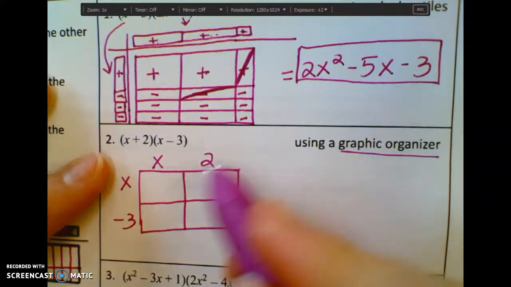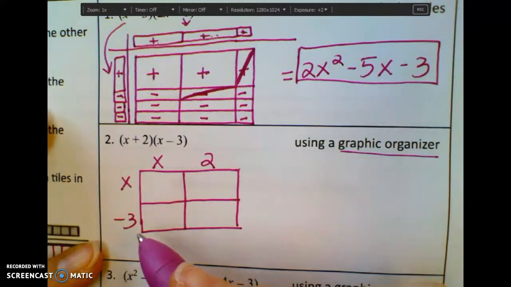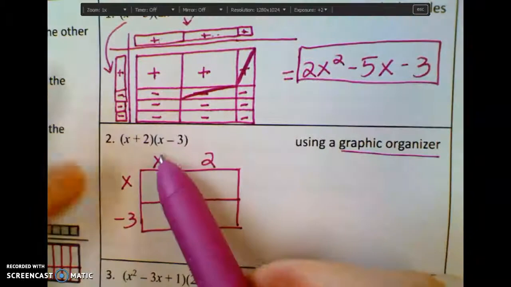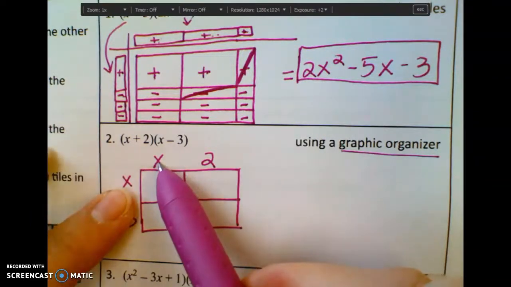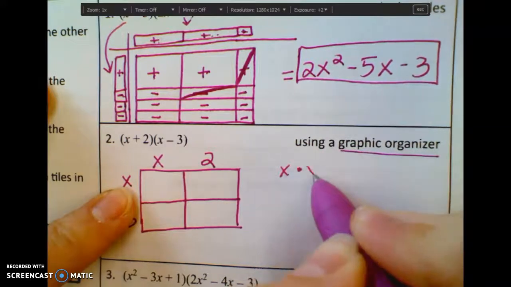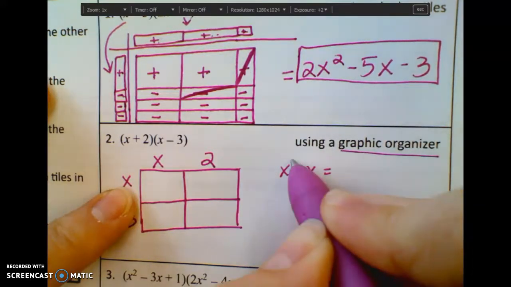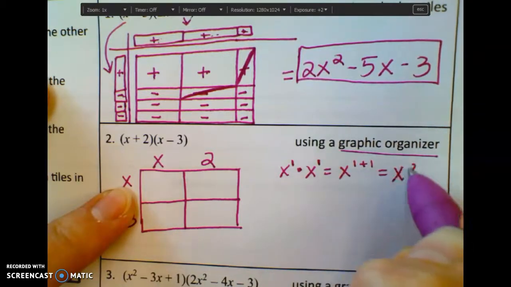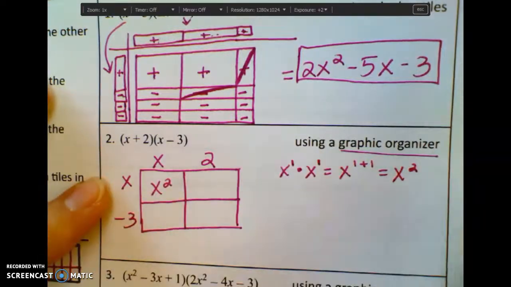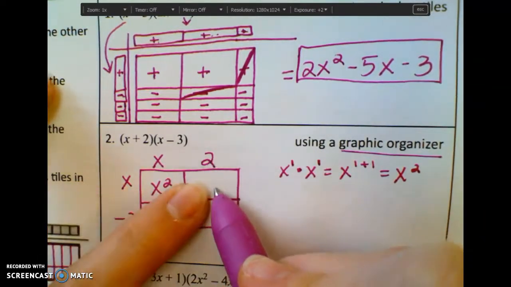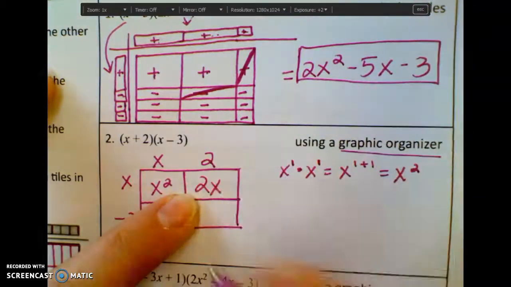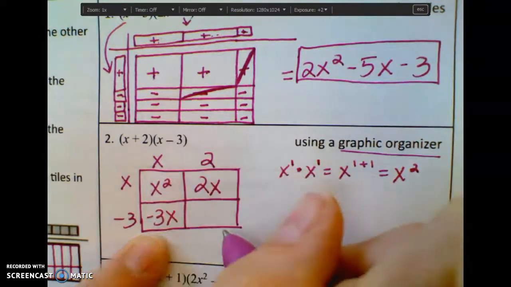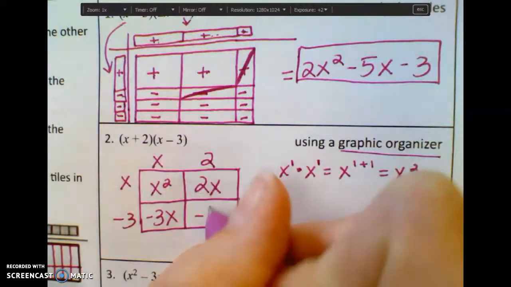We have x plus 2 on the top and x minus 3 on the bottom. Well, now we just multiply, just like we did with the algebra tiles. The plus times the plus is a plus. Now we actually multiply. What's x times x? Well, we have to remember that x times x, what do we do with those exponents? We add them. So this is x to the first times x to the first. That gives me x to the 1 plus 1, which is x squared. Now I have 2 times x, and that comes in this box as 2x. Down here I've got x times negative 3, that's negative 3x. And in this box I have negative 3 times 2, that's negative 6.